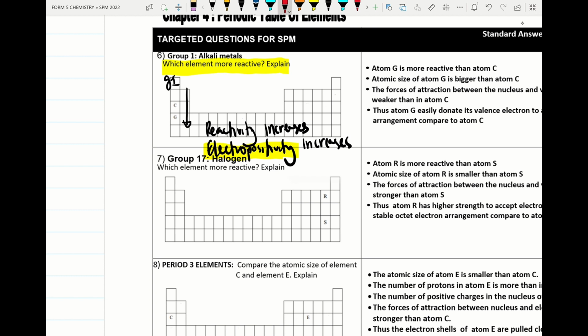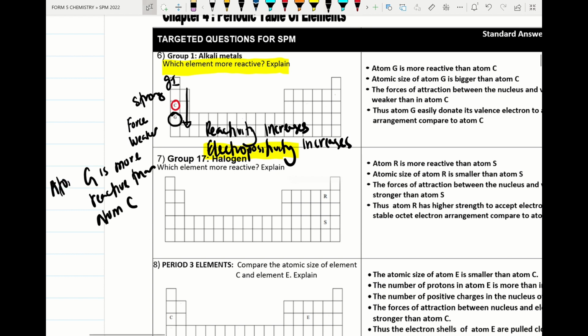All right, so how to compare which one is more reactive or more electropositive? So we check the size. The atomic size of C is smaller, while the atomic size of G is bigger. When the atomic size of G is bigger, the distance between nucleus and its valence electron gets further apart. Thus, the nucleus forces of attraction towards its valence electron become weaker. So element G can easily donate its valence electron to achieve stable octet electron arrangement. Therefore, G is more reactive than atom C.